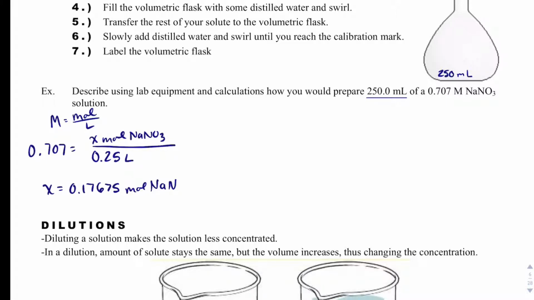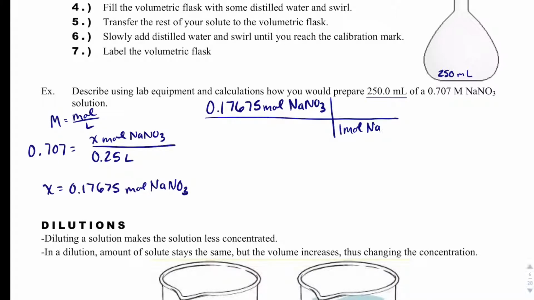But remember, in lab, I never ask you to go and measure moles. Typically, we measure grams, so we need to get these moles to grams because that's what we would actually do in lab. So I'm going to take 0.17675 moles of sodium nitrate, and in 1 mole of NaNO3, there is 85.00 grams of NaNO3. And that gives me 15.0 grams of sodium nitrate.